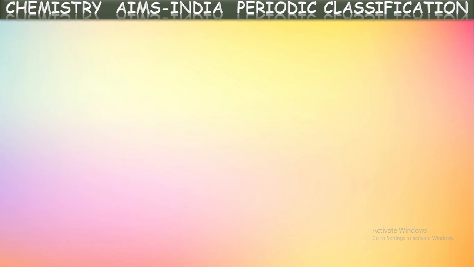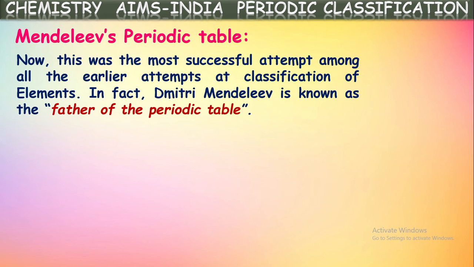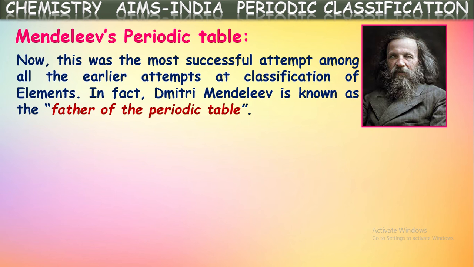Okay, next classification. Mendeleev's classification. This was the most successful attempt among all the earlier attempts at the classification of elements. In fact, Dmitri Mendeleev is known as the father of the periodic table, because earlier to him, many scientists had tried to classify the elements into different groups. But for the first time, Mendeleev arranged all the elements known at the time into a tabular column based upon their properties. That is called the periodic table. So the first periodic table was given by Mendeleev. That is why he is called the father of the periodic table.